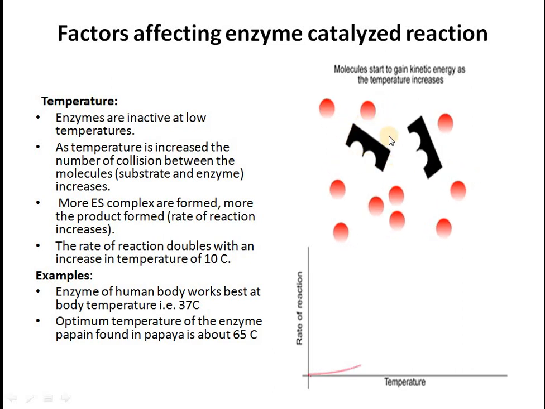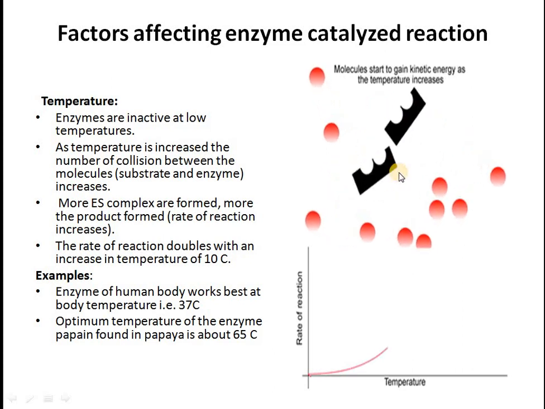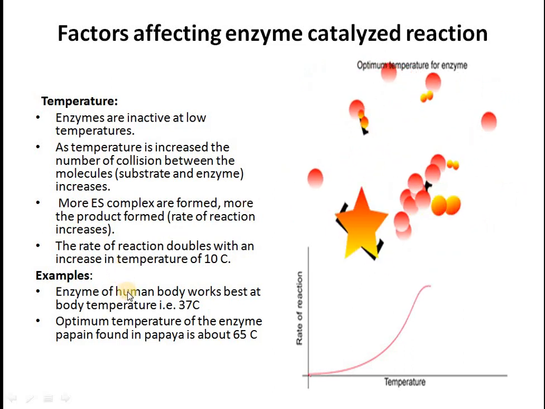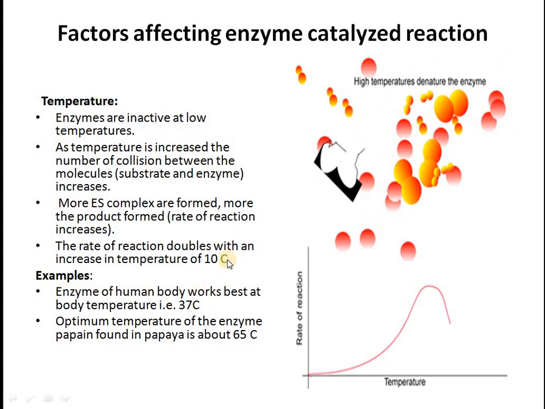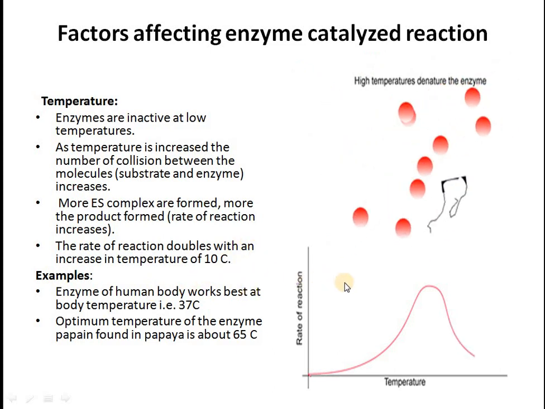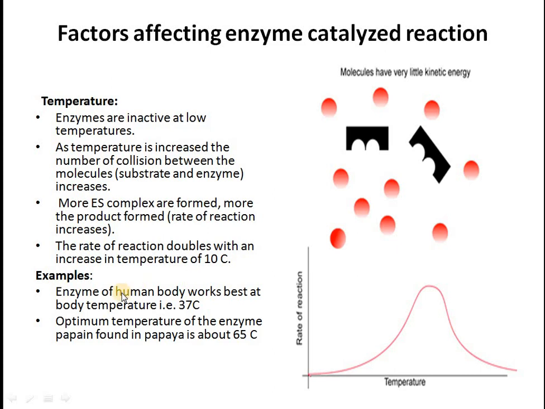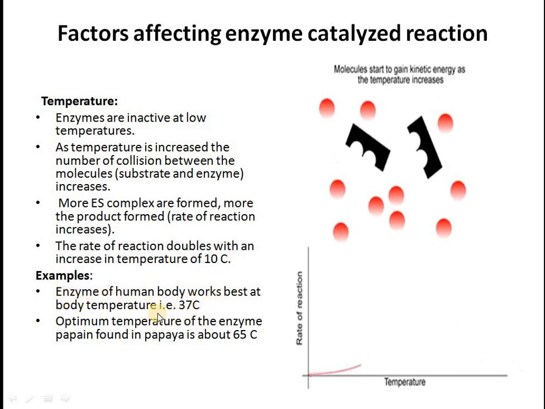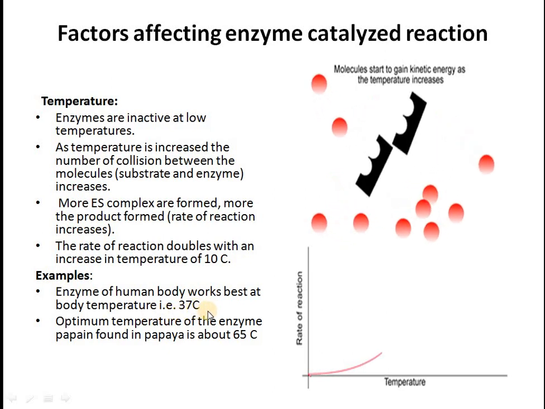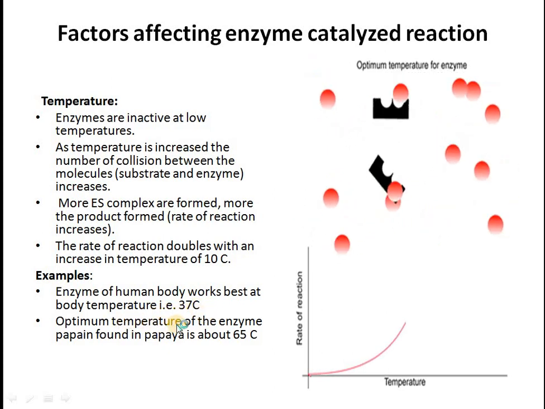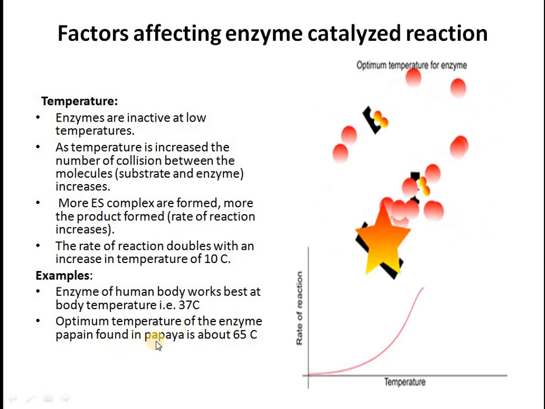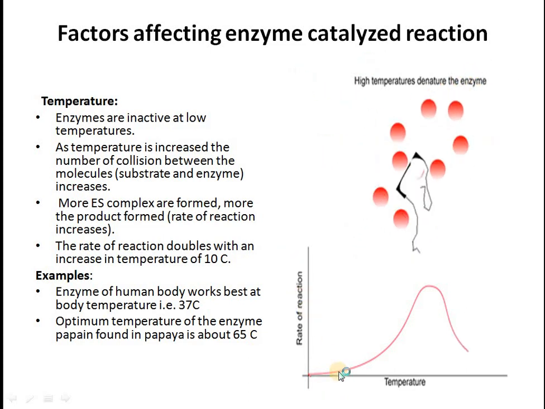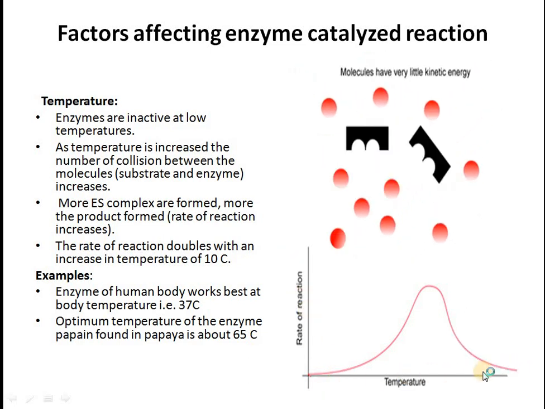Since enzymes themselves are protein in nature, they are denatured at higher temperature. Different enzymes do work at different temperatures, but most of the enzymes are not able to work at extreme temperature. For instance, enzymes of our human body work at the temperature of around 37 Celsius. On the other hand, the optimum temperature of enzyme papain found in papaya is about 65 Celsius. So this graph is very important, and you have to remember certain points.